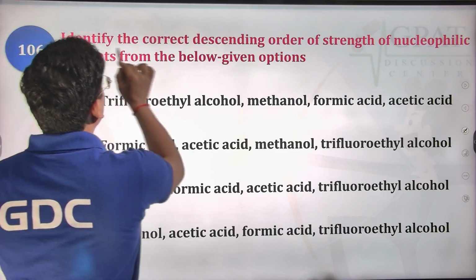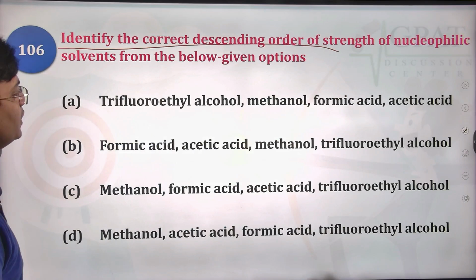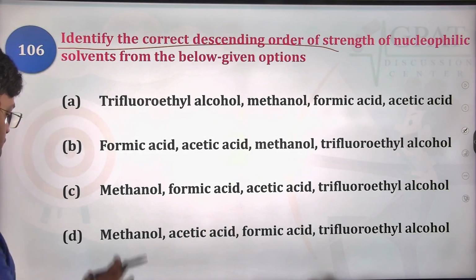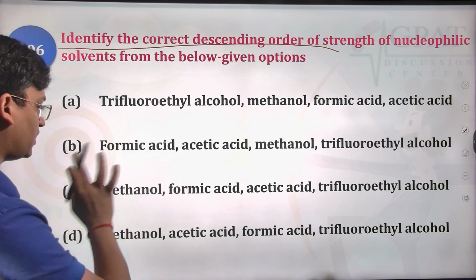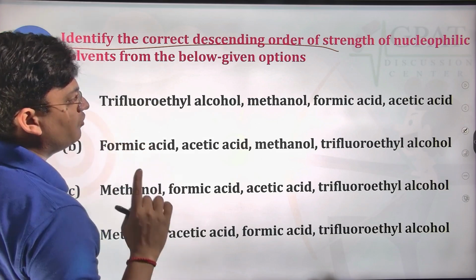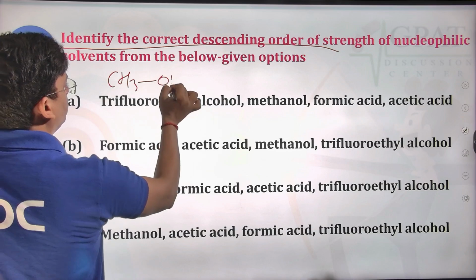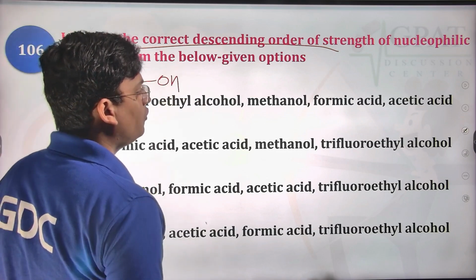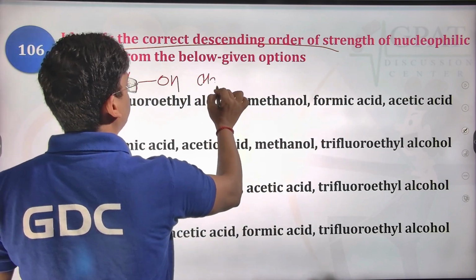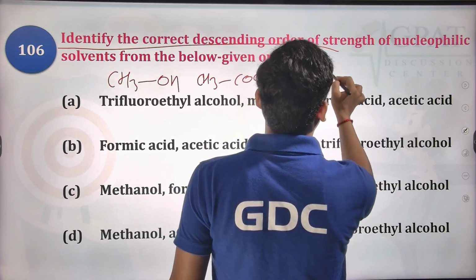Next question we are having: identify the correct descending order of strength of nucleophilic solvents from the options listed below. We are having trifluoroethyl alcohol, methanol, formic acid and acetic acid. All the options are the same, I guess. So let's write down the compounds: trifluoroethanol, methanol, formic acid and acetic acid. First of all, we are having methanol, CH3OH. Then formic, acetic, trifluoro. So trifluoro is the least. Then we are having acetic, since a plus I nature is present on the CH3COOH group. Then we are having formic acid, that is HCOOH.